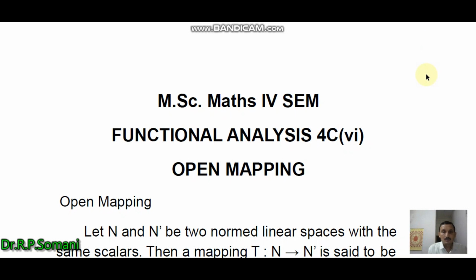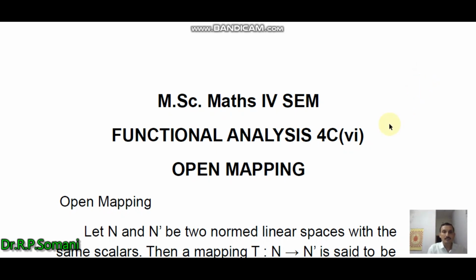Namaskar. Today's topic is open mapping. This is for the students of MSc Maths fourth semester and for the paper Functional Analysis 4C, sixth paper. In today's topic we discuss open mapping and an important theorem, the open mapping theorem.